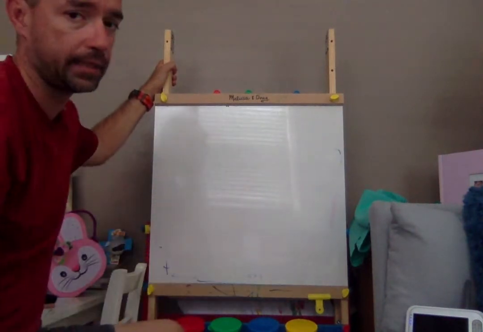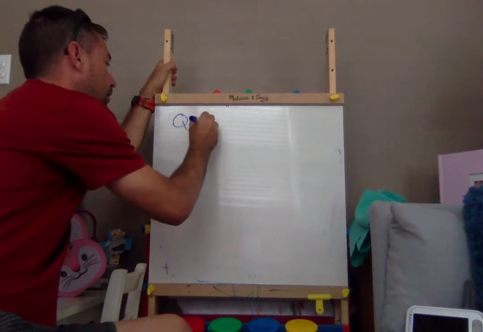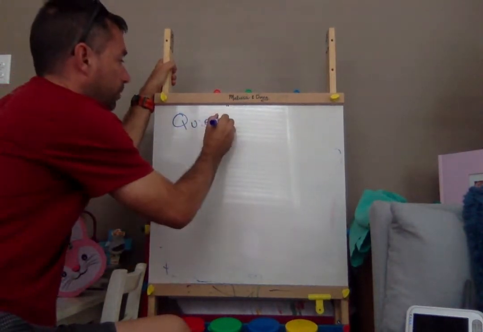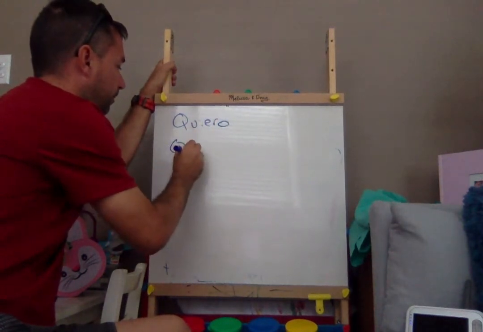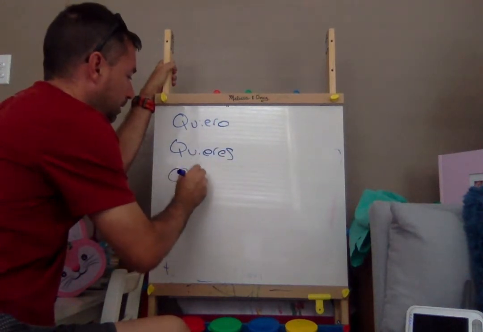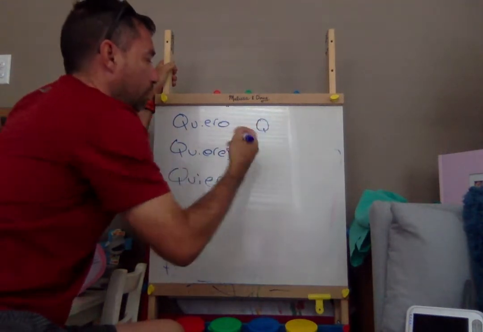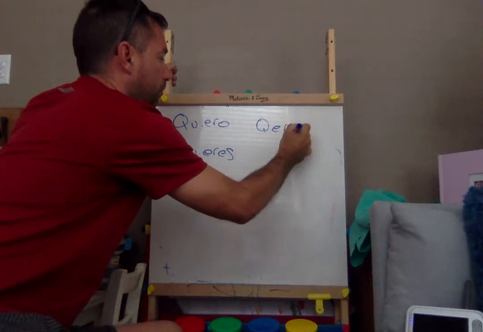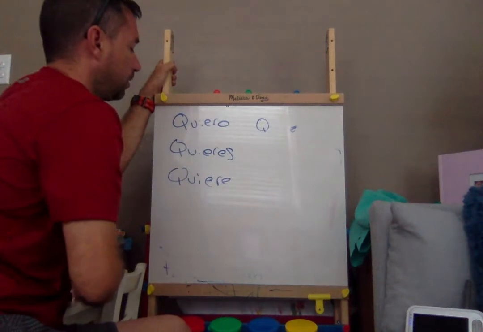These are all in the present tense, so we'll do querer first, which means to want. Quiero, I want. Quieres, you want. Quiere, he or she wants. No stem changing for this one in the nosotros form. We do not stem change, if you remember. So it should be just E.